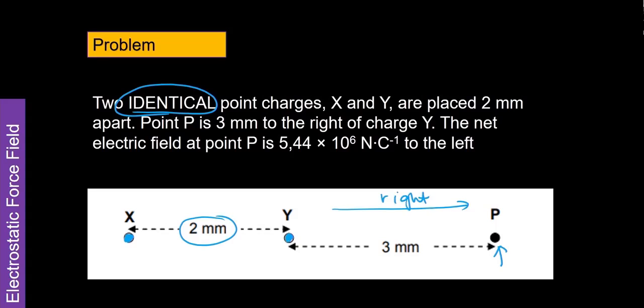The net electric field at point P is 5,44 times 10 to the 6 Newton per Coulomb, and it is to the left. So remember, this has to have a direction. It's a vector quantity. So it is to the left. So that's going to tell us something about the charges.